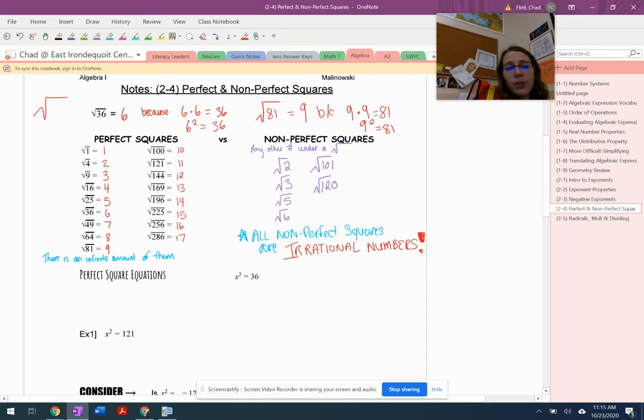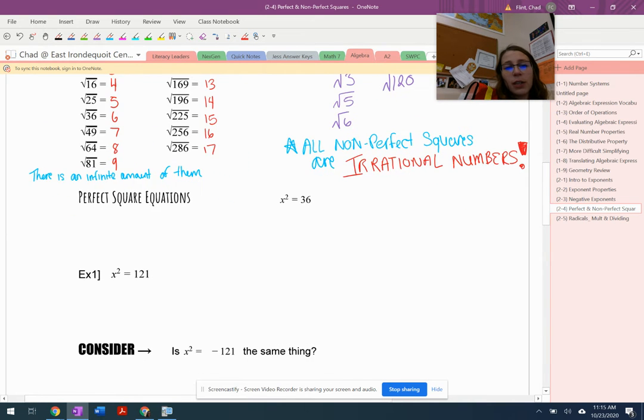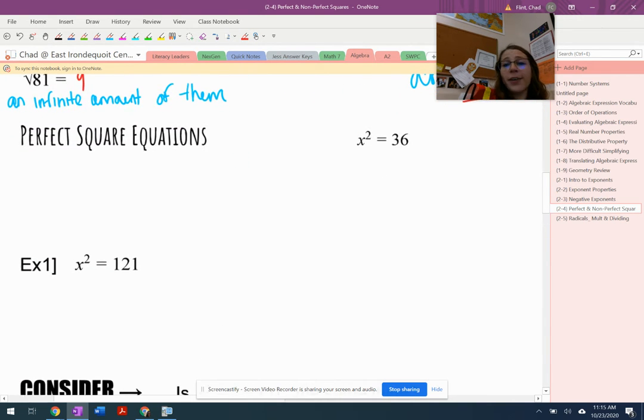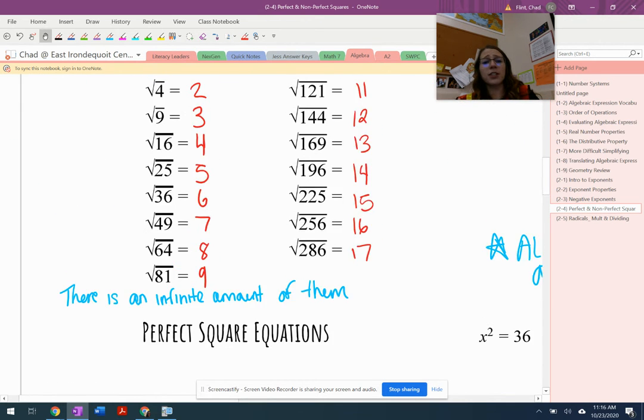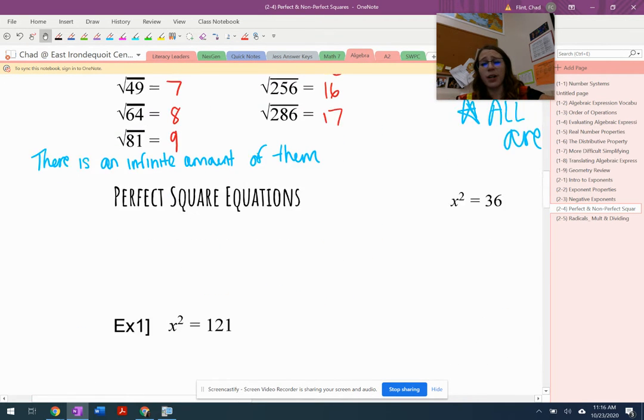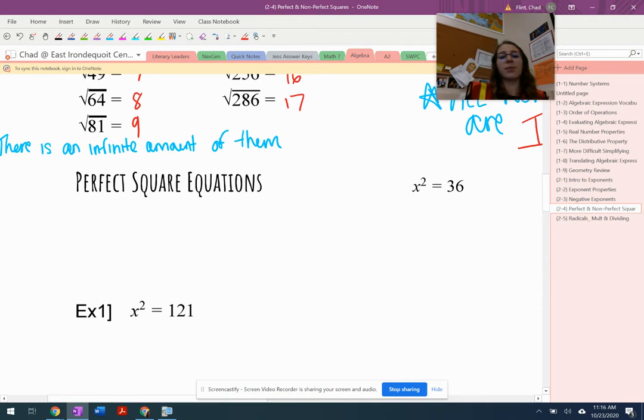Right, so next up with these 2-4 lessons, we're going to be looking at what are called perfect square equations. These perfect square equations are things like x squared equals 36, right? We know 36 is a perfect square because we talked about it at the beginning. We also have our nice big list there, which is convenient.